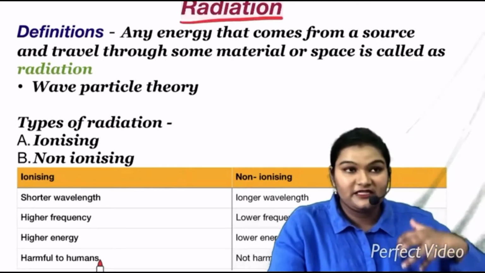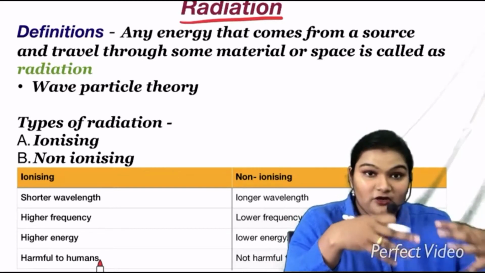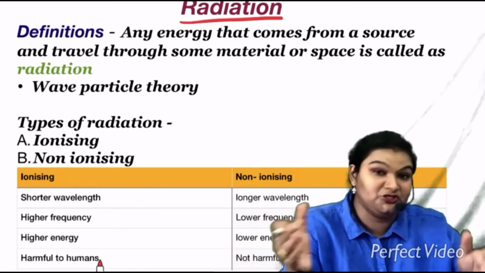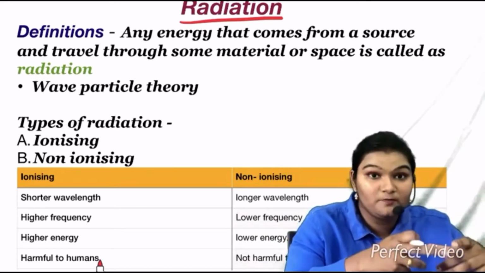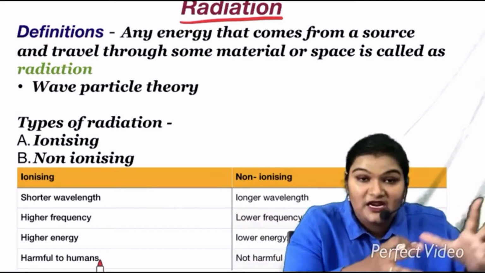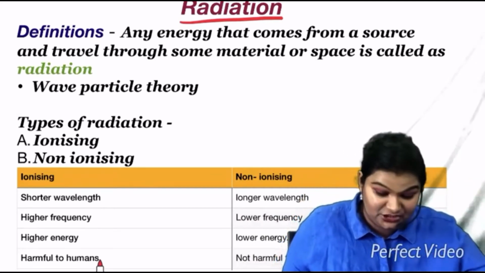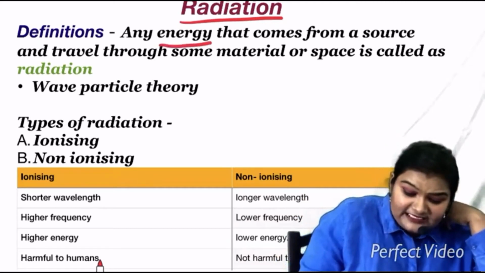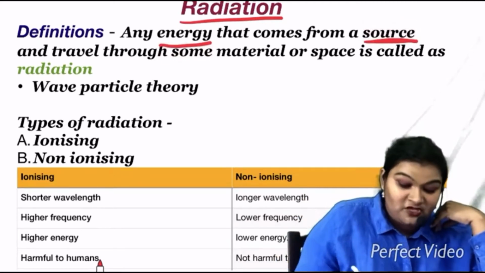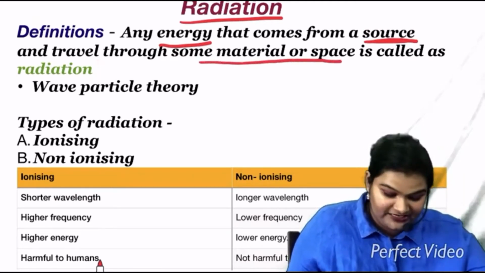Why I am taking the radiation initially is that in radiological imaging, the radiation is exposed to the patient and then we obtain the imaging. So this radiation plays an important part in radiological imaging, so you should know everything in and out of the radiation. First of all, what do you mean by radiation? Radiation is any energy which comes from a source, that means it has an origin, and travels through some material or space, and that is called radiation.